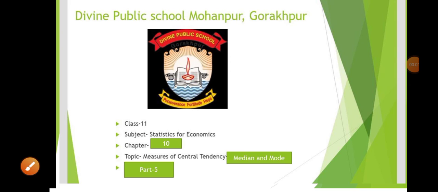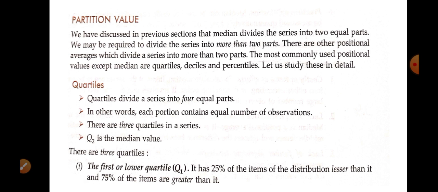Hello, class 11th students. Today again I am going to start Chapter 10. The topic is measures of central tendency, median and mode. This is part 5. In this video I am going to discuss partition values that are given in the chapter on median and mode. Okay?